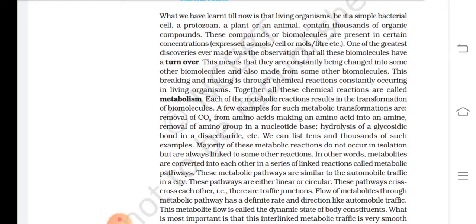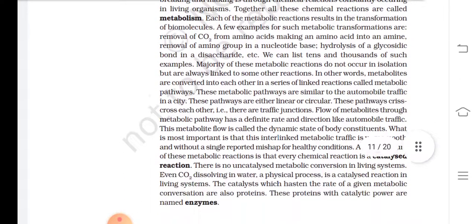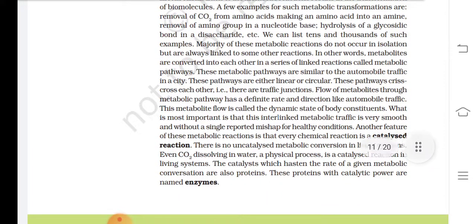These metabolic pathways are similar to the automobile traffic in a city. These pathways are either linear or circular. These pathways crisscross each other. There are traffic junctions. Flow of metabolites through metabolic pathway has a definite rate and direction like automobile traffic. This metabolite flow is called the dynamic state of body constituents. What is most important is that this interlinked metabolic traffic is very smooth and without a single reported mishap for healthy conditions.